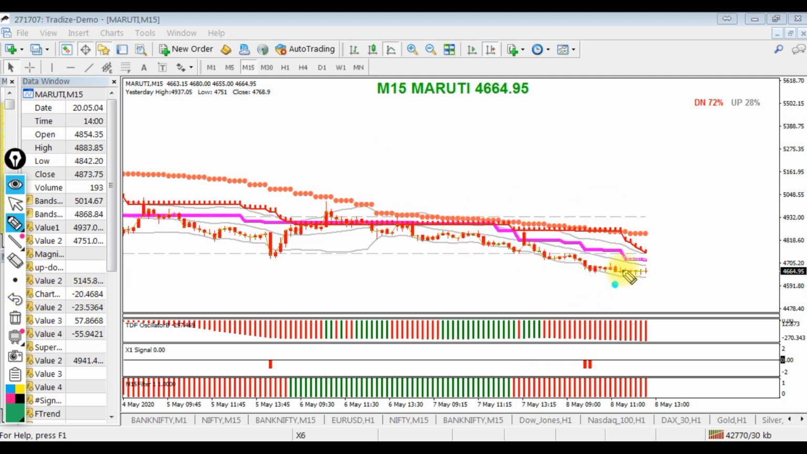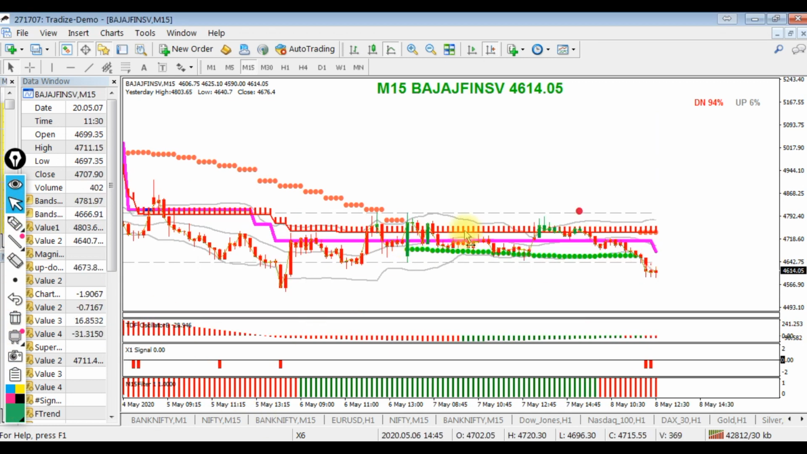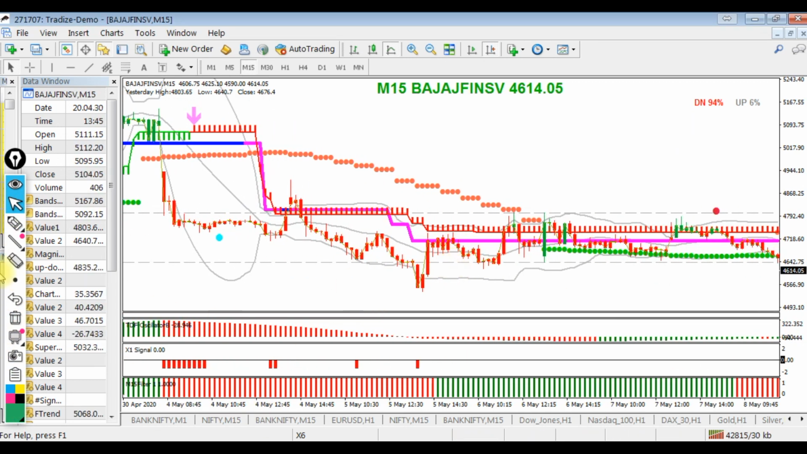So if you get a pullback on Monday morning again up to 4750, 4800 levels, that would be a very good level to short Maruti. And here you can see the higher time frame is also in sell mode. There is no problem. The filter is already in sell mode, and everything is supporting short positions here. And next one is Bajaj Finserv. See, Bajaj Finserv, there is a sell signal running in the chart from our X1 signal and even from this F1 indicator also.